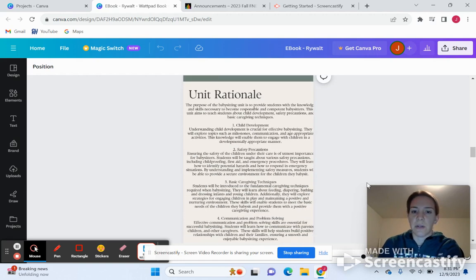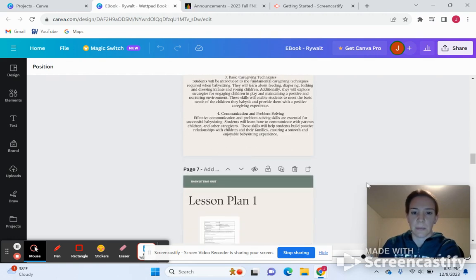Unit rationale, there's a lot here, so I'm just going to go through it really quick. The purpose of the babysitting unit is to provide students with the knowledge and skills necessary to become responsible and competent babysitters. This unit aims to teach students about child development, safety precautions, and basic caregiving techniques. So those are the 4 areas that, again, I'm hoping to hit in this unit with the kids.